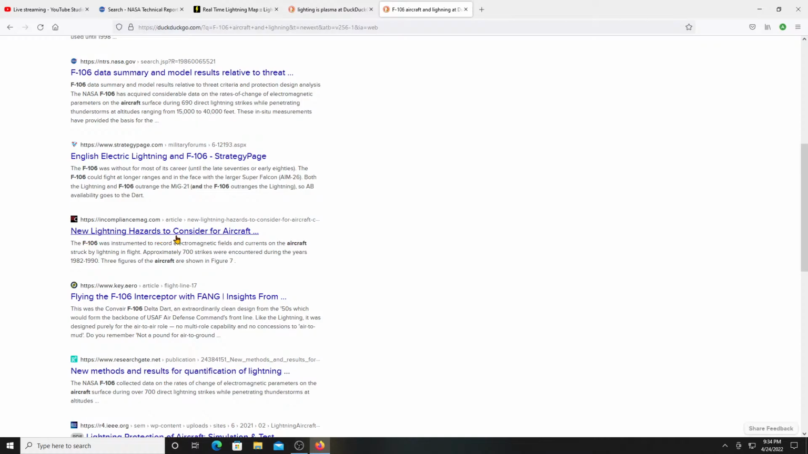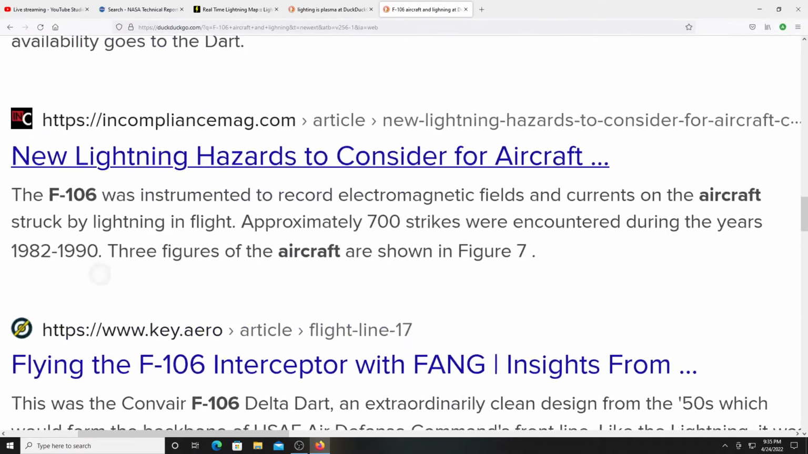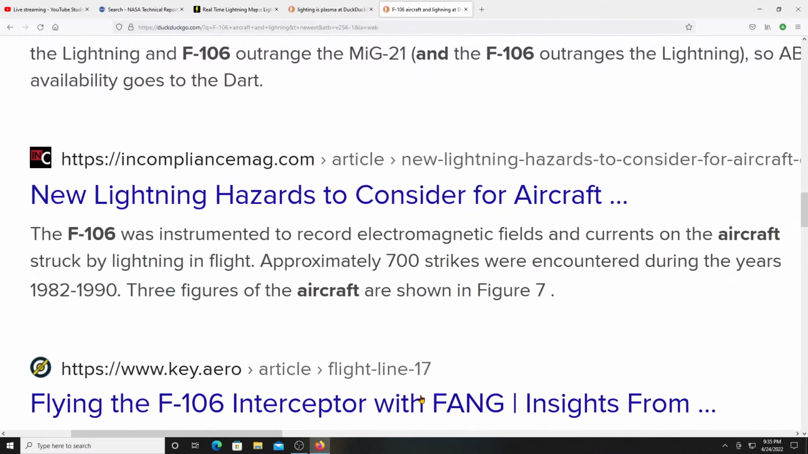Oh, they got lightning hazards to consider for aircraft. The F-106 was instrumented. Okay, this is what we need to know. It was instrumented to record electromagnetic fields and currents on the aircraft struck by lightning in flight. Approximately 700 strikes were encountered.